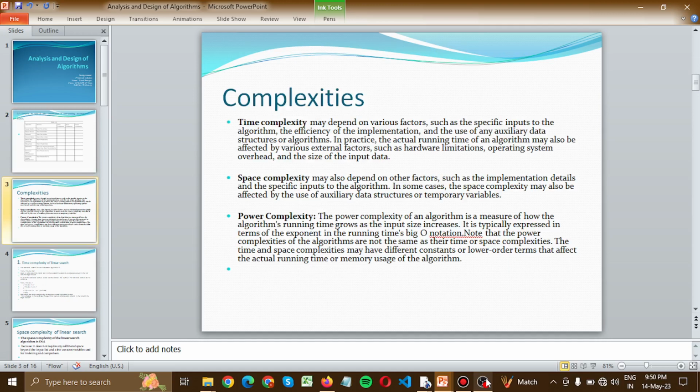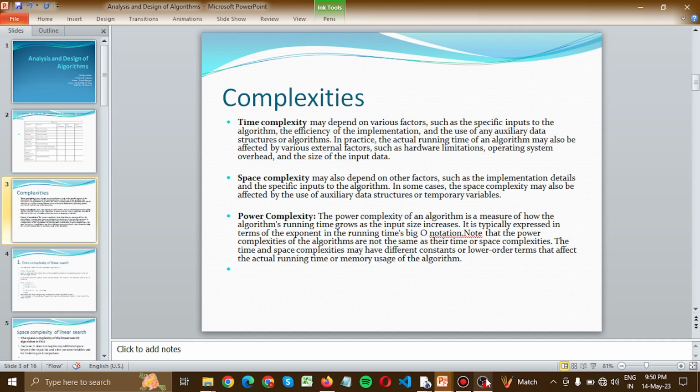There are three types of complexities: time complexity, space complexity, and power complexity. Now, time complexity. Time complexity may depend on various factors such as the specific inputs to the algorithm, the efficiency of the implementation, and the use of any auxiliary data structures or algorithms. In practice, the actual running time of an algorithm may also be affected by external factors such as hardware limitations, operating system overhead, and the size of the input data.